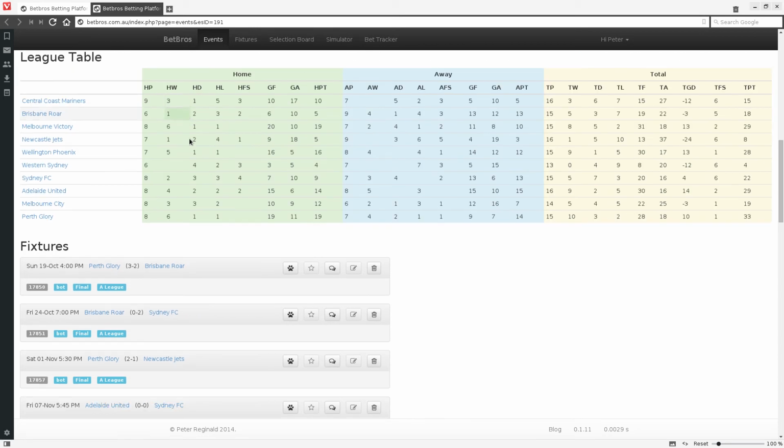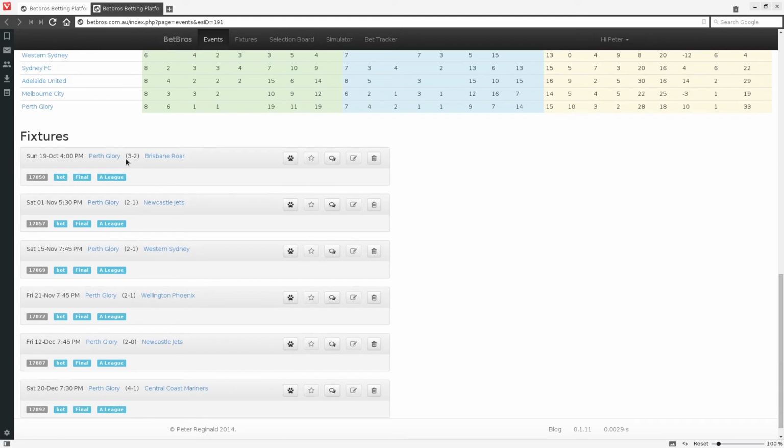But what if I wanted to see all matches where Perth Glory has won at home? If I click this, it filters the fixtures and gives me all the matches where Perth Glory has played at home and won, and it tells me who those teams are.